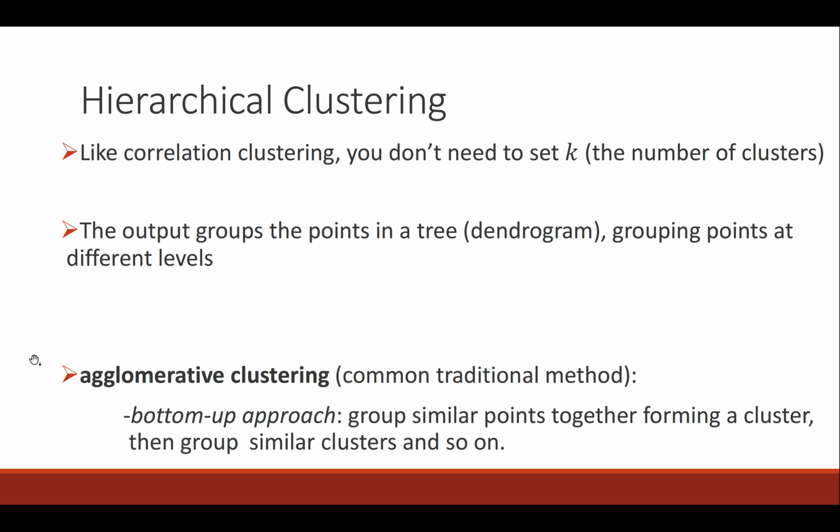One of the traditional ways to do hierarchical clustering is agglomerative clustering. In agglomerative clustering, you basically take 2 points and you group them together based on their similarity. Now, once you form clusters, you again merge the clusters based on their similarity. So it's a bottom-up approach where you basically grow the tree starting from the points that are similar, then the clusters which are similar, and so on.